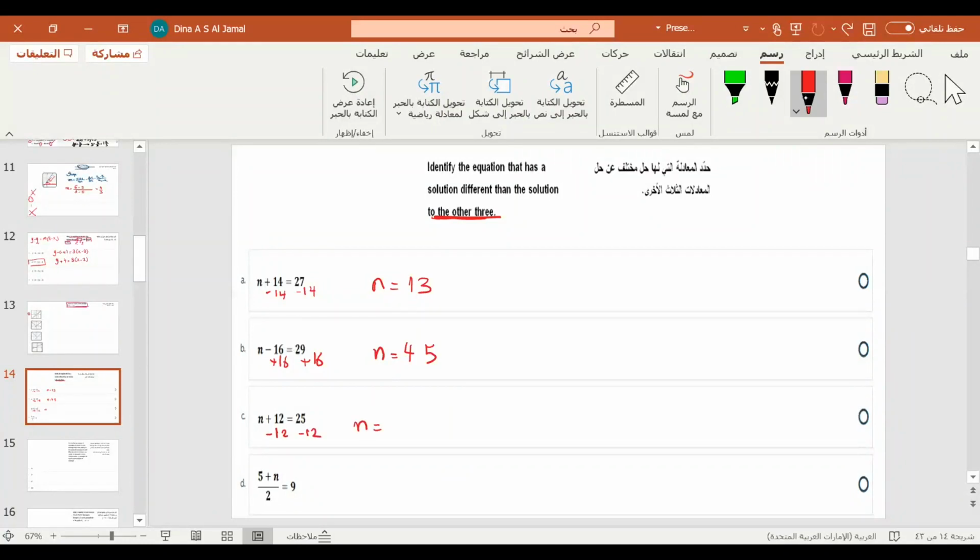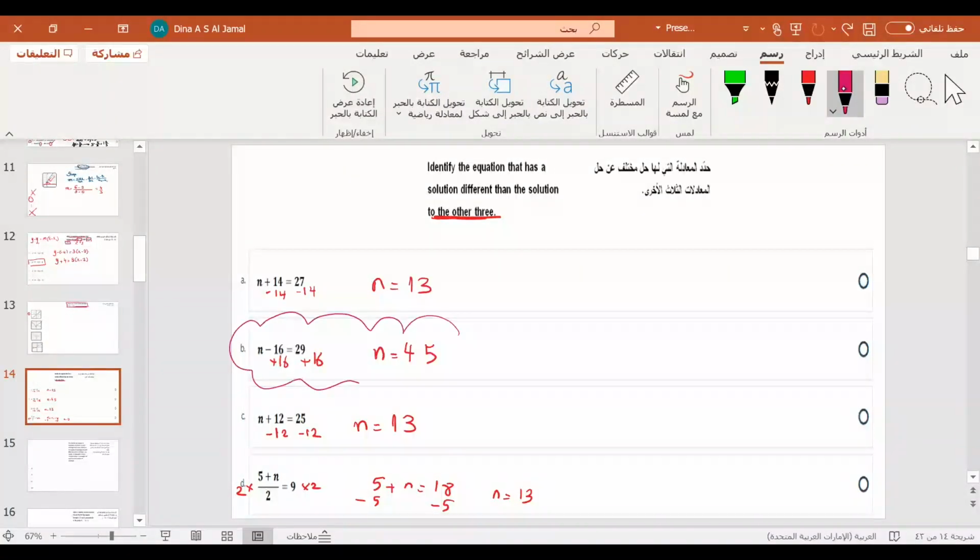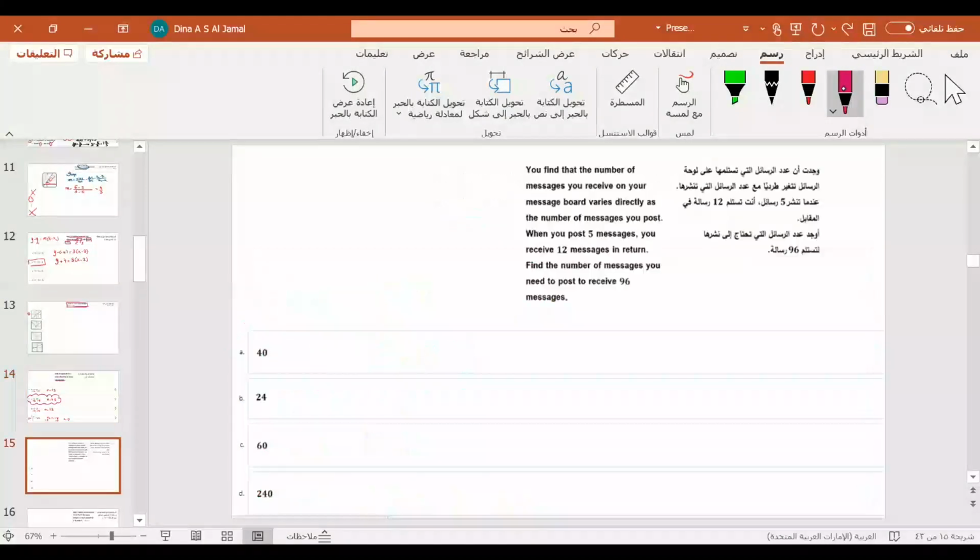So here n is equal to 13. I'm multiplying both sides by 2. 5 plus n equals 18, minus 5, minus 5. n is equal to 13. That means where is the different one? This is. All of them have n equal to 13.